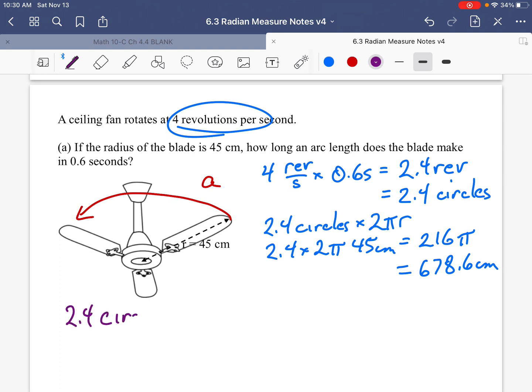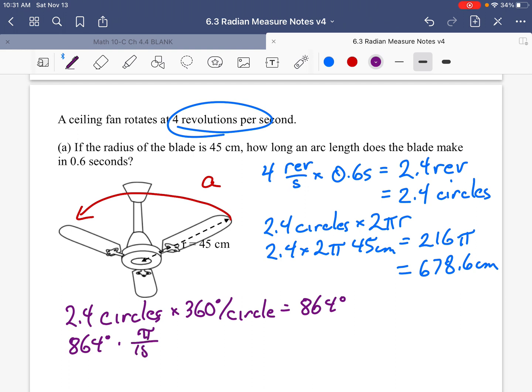But if you hate radians like I do, you can do it this way. 2.4 circles times 360 degrees per circle is 864 degrees. 864 degrees times pi divided by 180, because you've got to have it in radians. That's 24 pi over 5 radians.